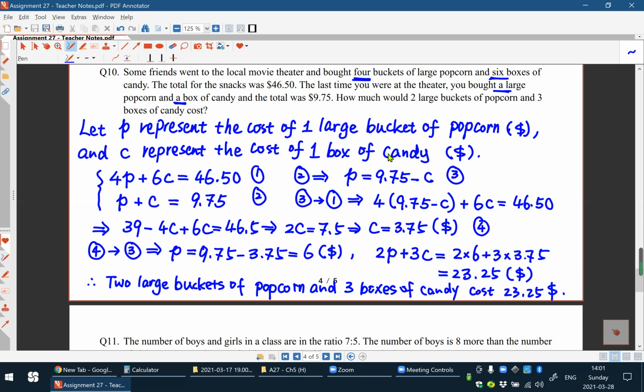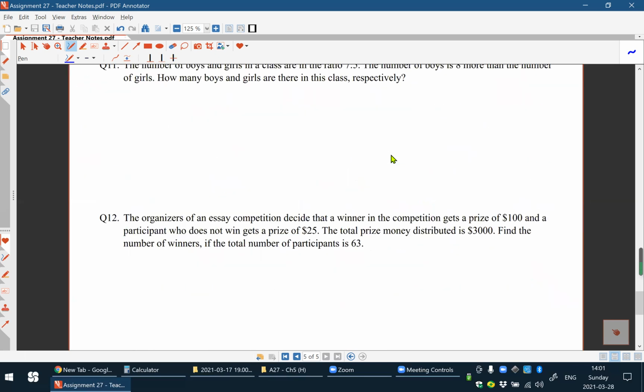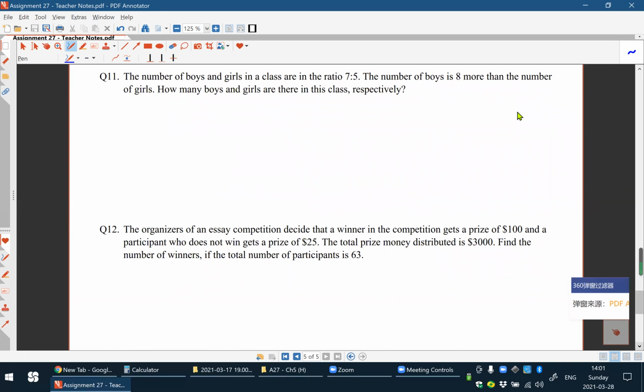No questions? Okay, let's see question 11. The number of boys and girls in a class are in a ratio of 7 to 5. The number of boys is 8 more than the number of girls. How many boys and girls are there in this class, respectively?